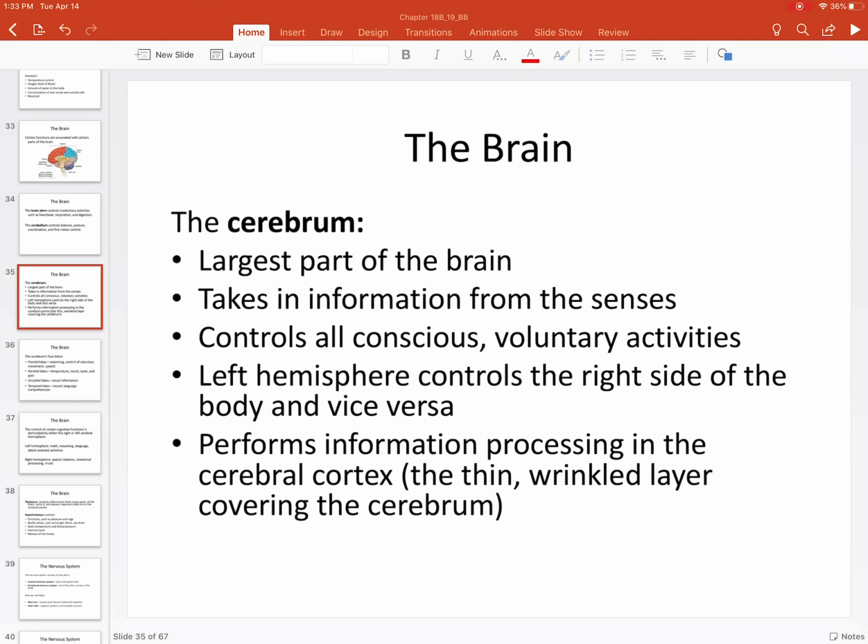The left hemisphere controls the right side of the body, and the right hemisphere controls the left side of the body, which is odd to think about, but when your right hand is moving, that's controlled by signals coming from the left side of your brain, and when your left hand moves, that's coming from the right side of your brain.